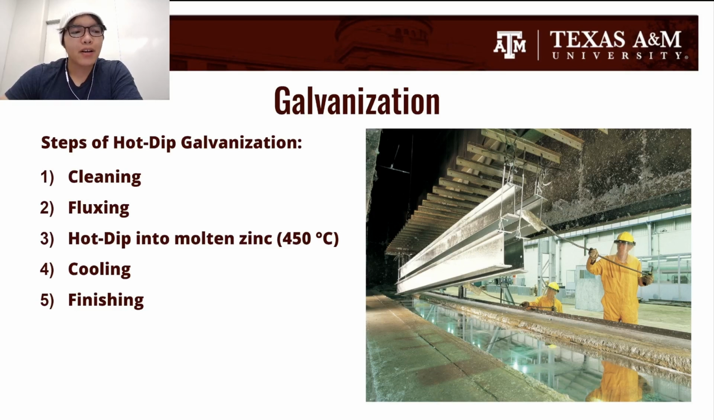Fluxing then adds a thin layer of zinc ammonium chloride in order to assure that the molten zinc bonds to the metal more easily. Once the fluxing is dried, it is then hot dipped into molten zinc at 4,500 degrees Celsius in order to form a metallurgic bond. Once the bond is formed, the metal is then cooled to room temperature, after which it is finished with another layer of zinc or is sent off to be shipped to the manufacturing company.